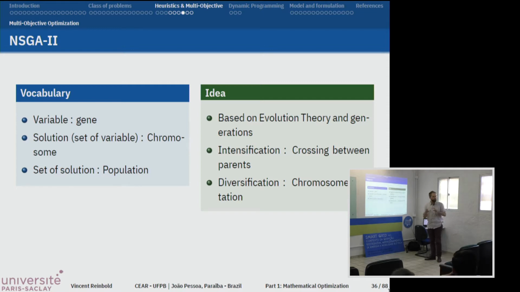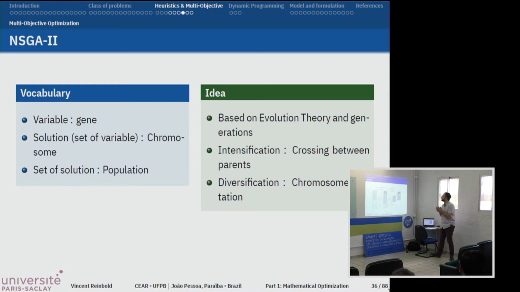You understand the parallel between evolution theory and optimization vocabulary. So the intensification in this case is where there are good genes in people, then they live longer, or they can prosper, have children, and so on, okay? But the diversification here is that there is some mutation, okay? Mutation that can be good or bad, okay?